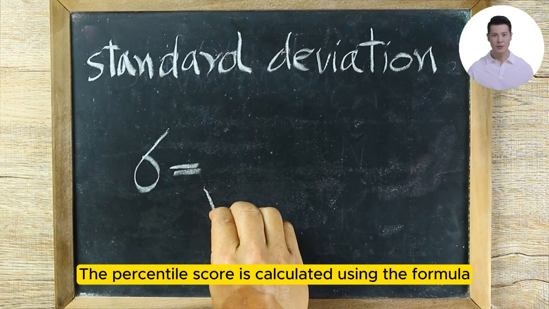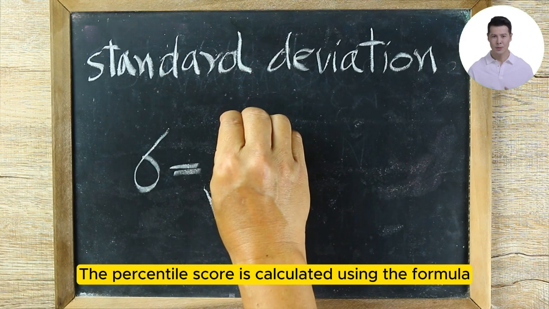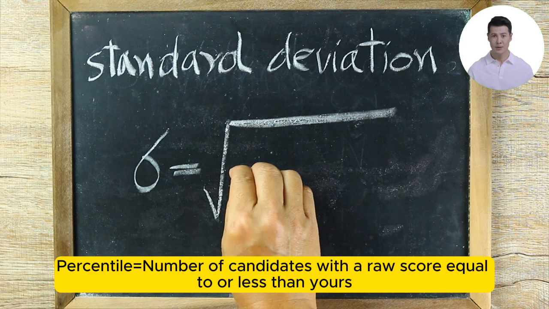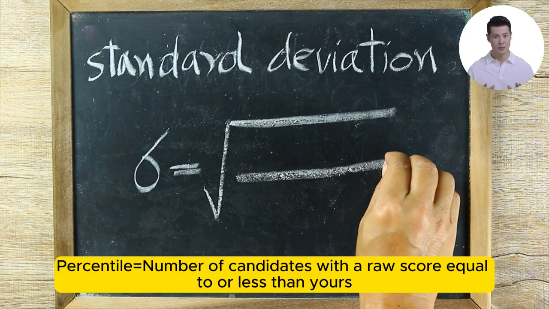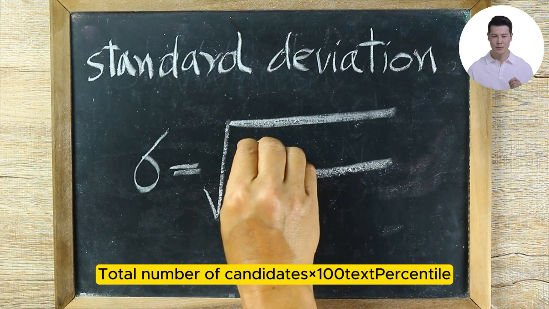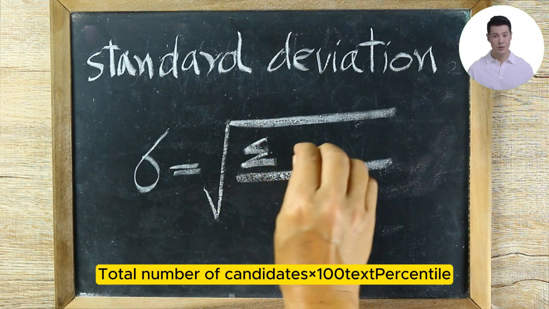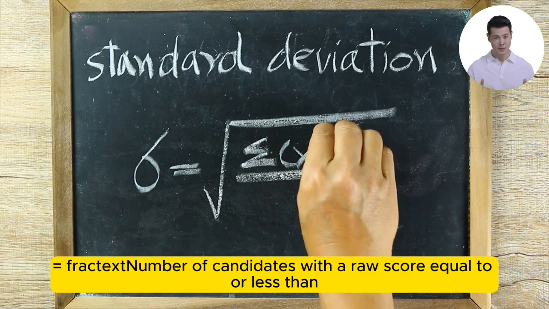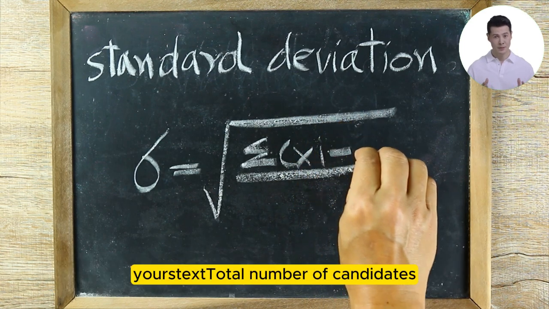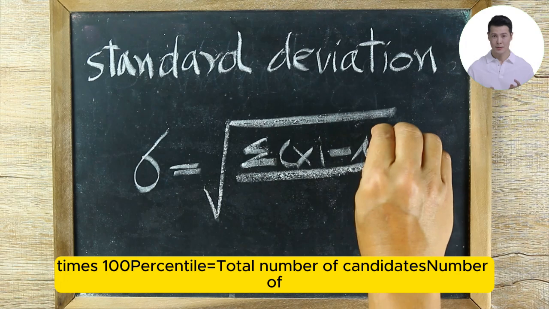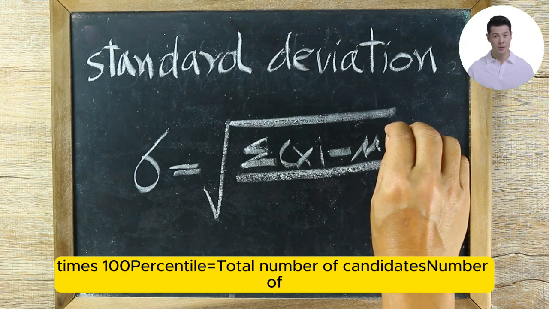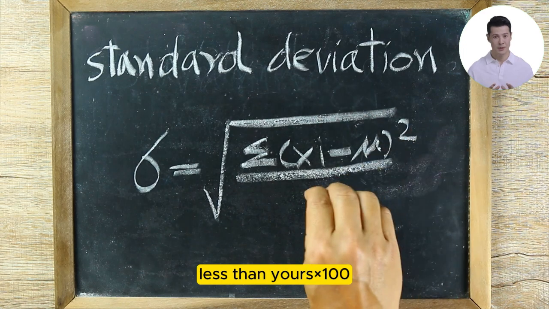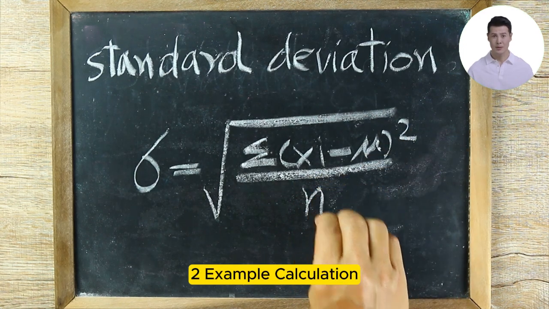The percentile score is calculated using the formula: percentile equals the number of candidates with a raw score equal to or less than yours, divided by the total number of candidates, times 100. 2.